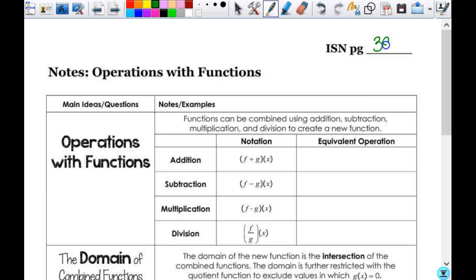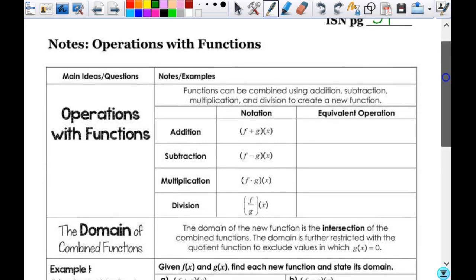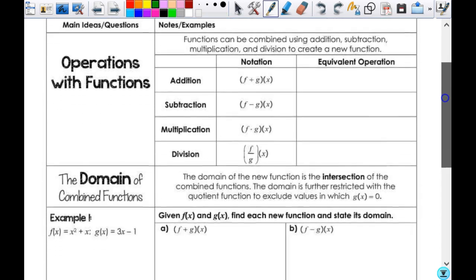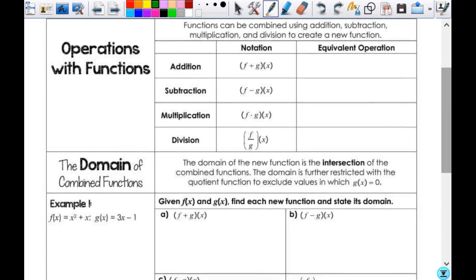All right, page 39 when we're done. Operations with functions. This is a review from Algebra 2, all right? We are not doing compositions yet. We'll do that after the test. This is just combining them with adding, subtracting, multiplying, and dividing, okay?